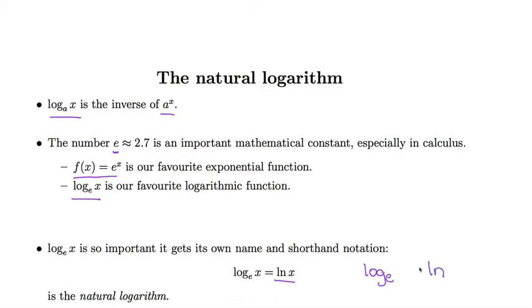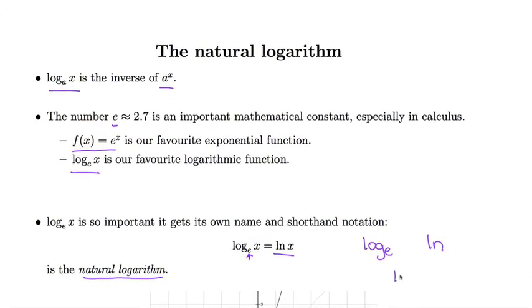This ln comes from the phrase natural logarithm. What that means is that e is the natural choice for a base in logarithms. So this number e, about 2.7. So if you see ln of 5, just know that means log with base e of 5.